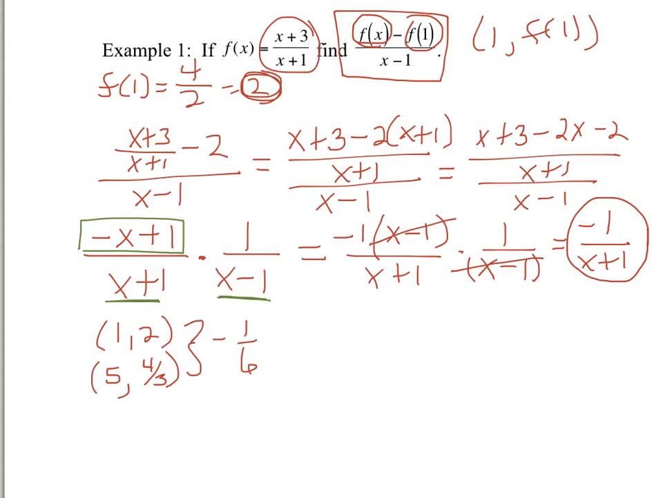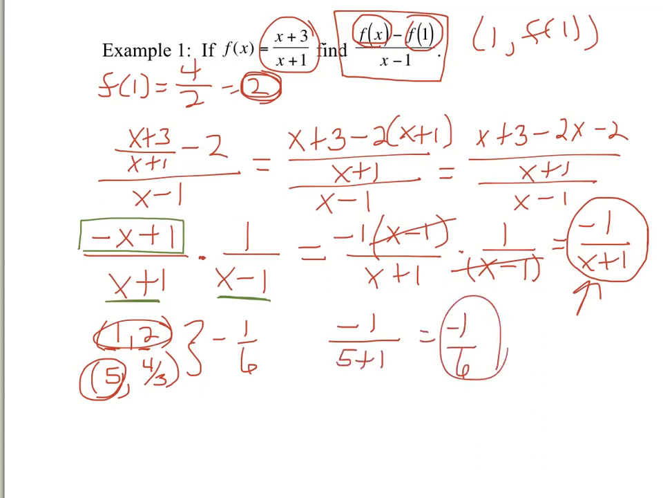All right, well, instead of needing the whole point now, if I use this formula, I just simply need to replace the x value with this x, because I already have 1 and 2 in it. This point's already in it. That's how we wrote this. So I just have to put the 5 in. So it'd be negative 1 over 5 plus 1, which would be equal to negative 1/6. So we get the same answer.